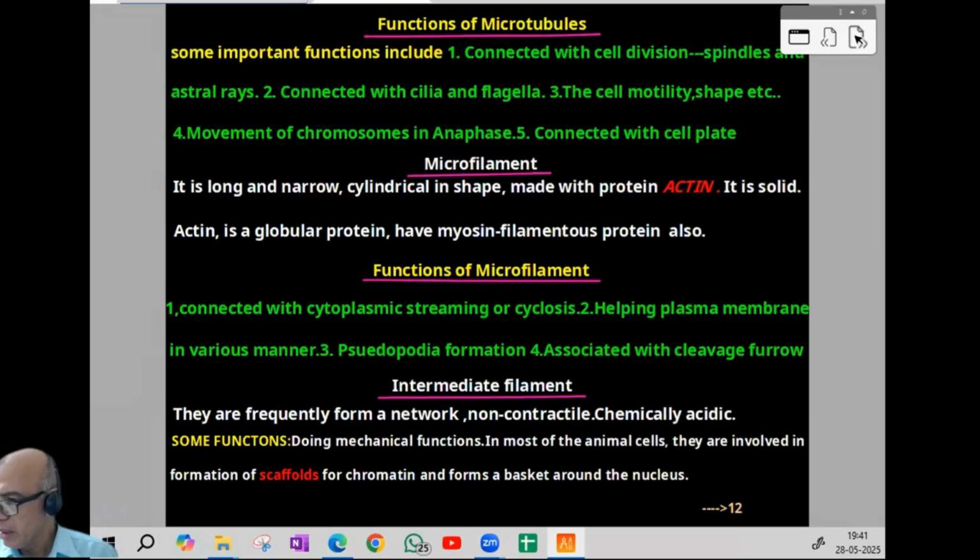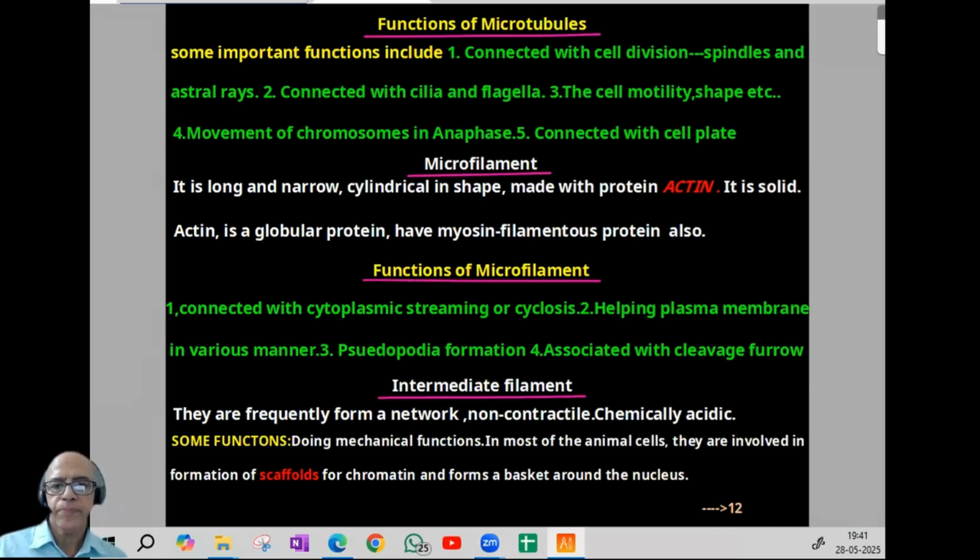Now functions for microtubules. Some important functions are connected with this. Many functions are there for each cell organelle. Mainly, what is connected with NCERT, we are just proceeding. Connected with cell division, spindles and astral rays; with cilia and flagella, cell motility and shape; then movement of chromosomes in anaphase, connected with the cell plate.